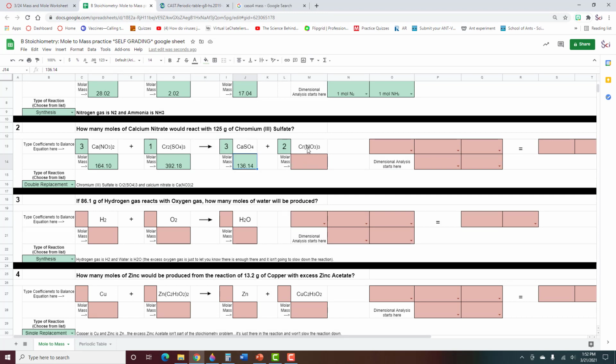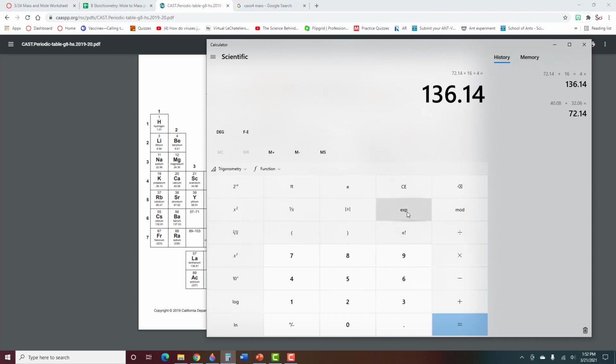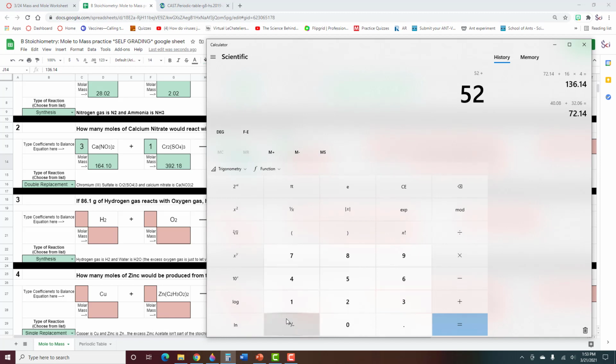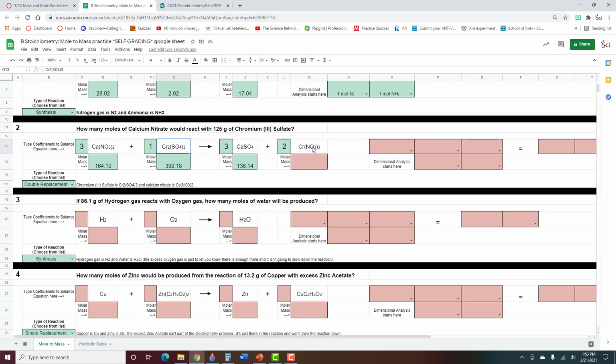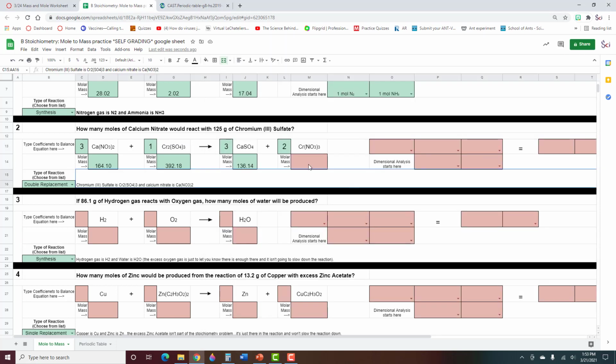So then the next one here, Cr(NO3)3. So Cr, go back to the periodic table, I think that was 52, plus N times 3, which would be 14.01 times 3, and then add that to O times 9, 16 times 9. That's 238.03. So then we're done with our molar masses. It's a little bit time consuming, but again, it's pretty good practice.